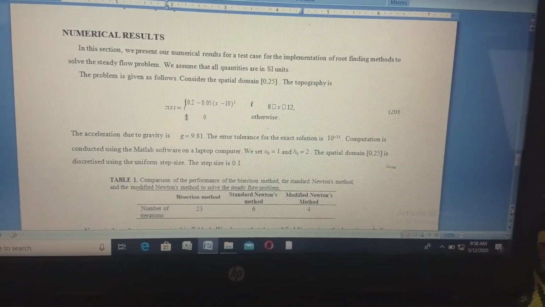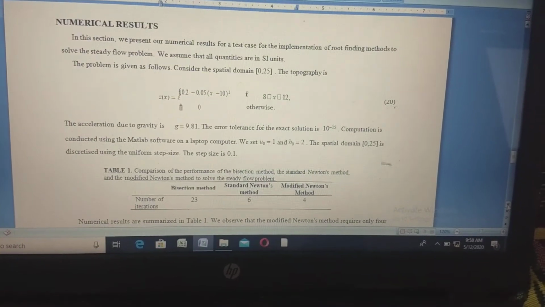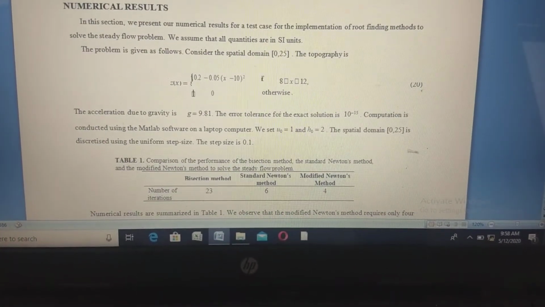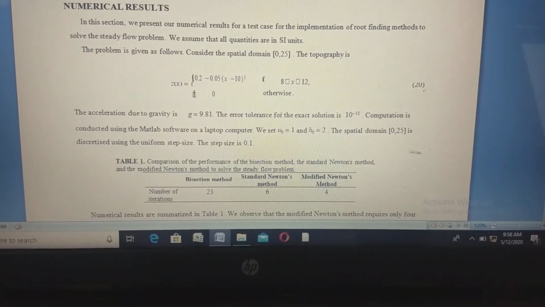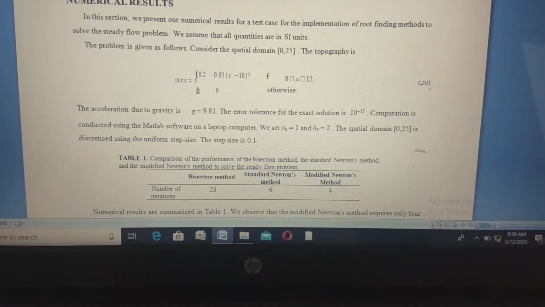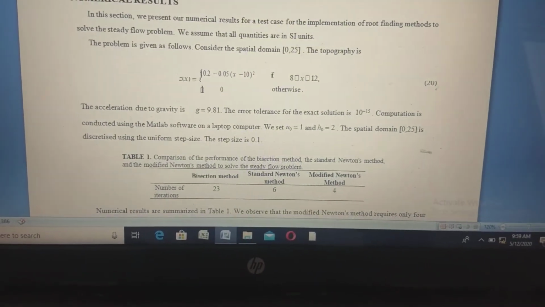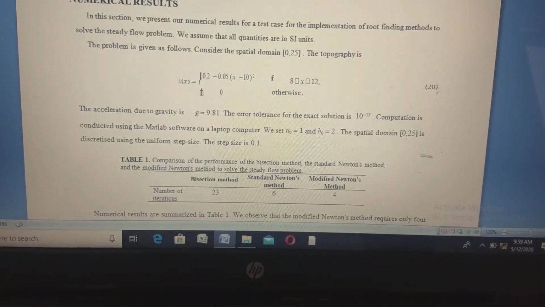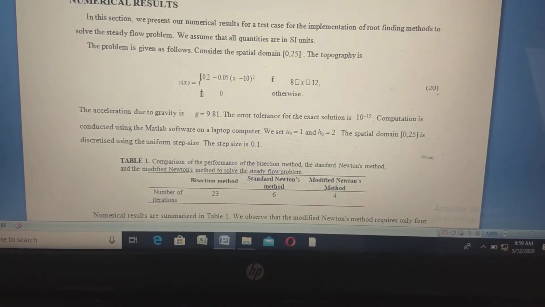Numerical results. In this section we present our numerical results for the test case for the implementation of root finding methods to solve the steady flow problem. We assume that all the quantities are in SI units. The problem is given as follows.